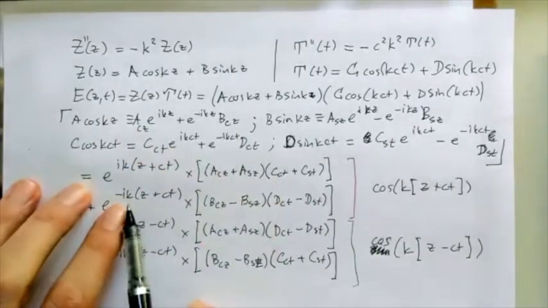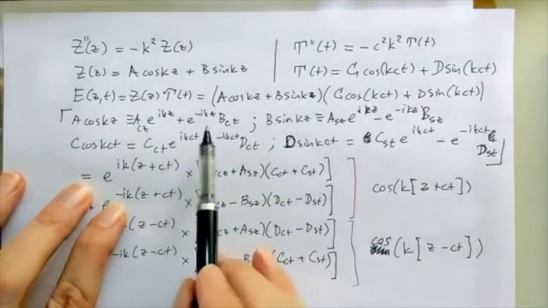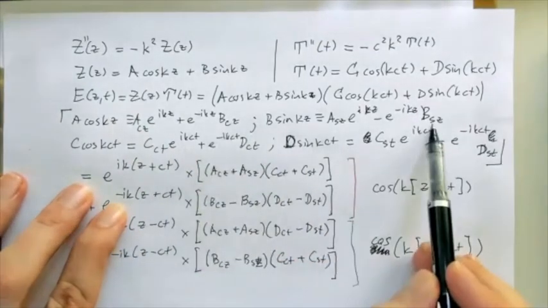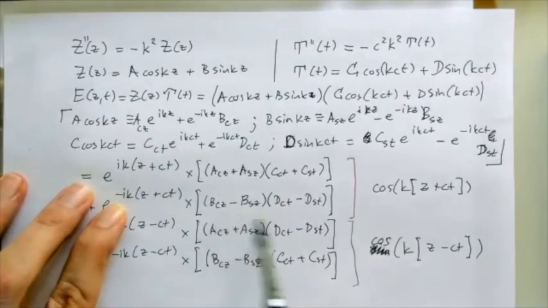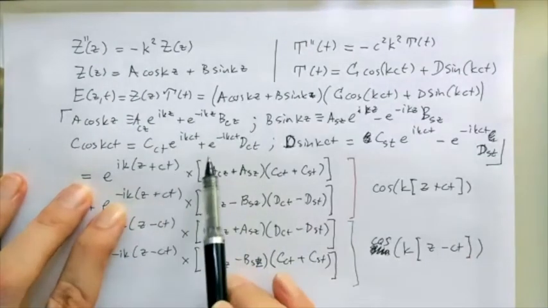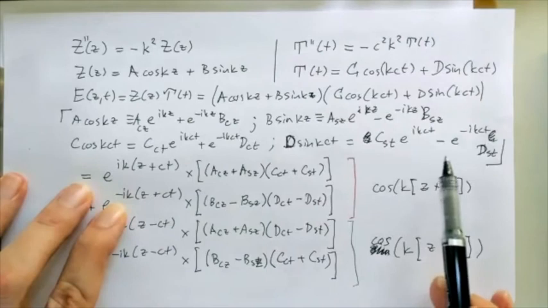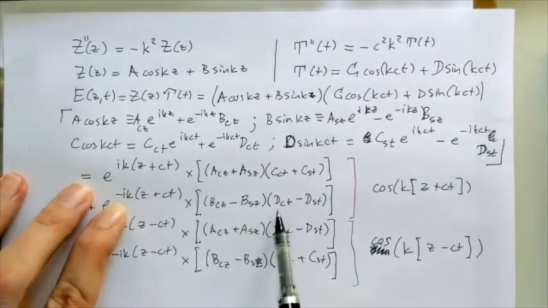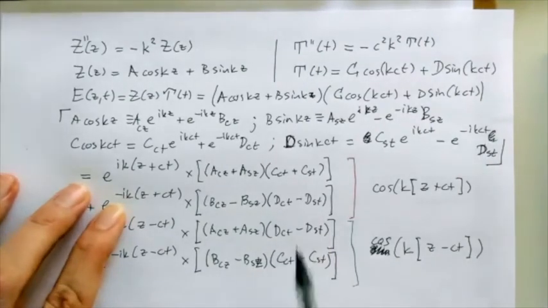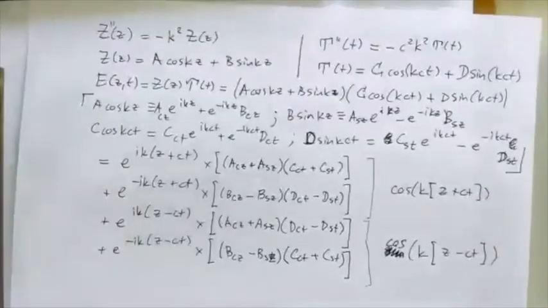You do the same thing here. Here you have negative and negative. So that means the B cos kz and the B sin kz, making sure there's a minus sign here. And then a negative here. So that's a D cos kct and a minus D sin kct, there you go. And you do the same thing for the others.